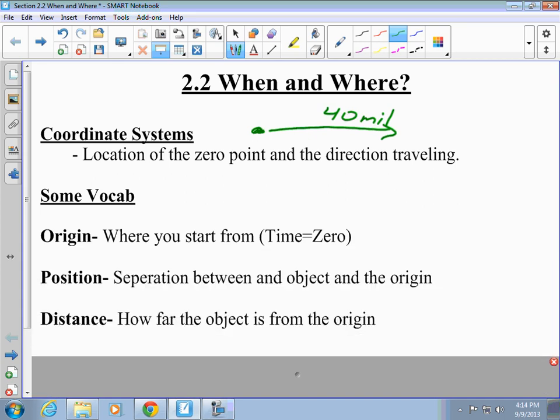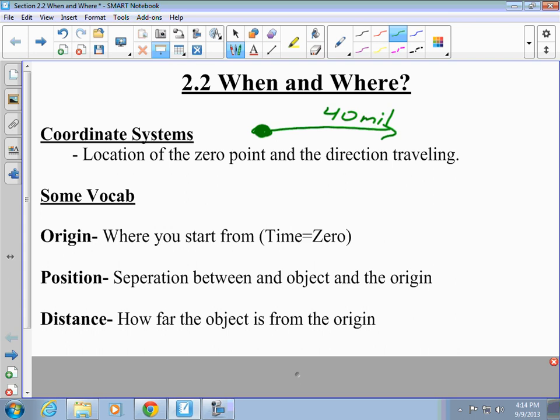Origin, which is where you start from, your time equals 0. So in the green drawing that I just drew, my big green dot right here is my origin. Position is the separation between the object and the origin. So in the green diagram, I am 40 miles away from my origin. That's my position. Distance is how far I am from the origin.